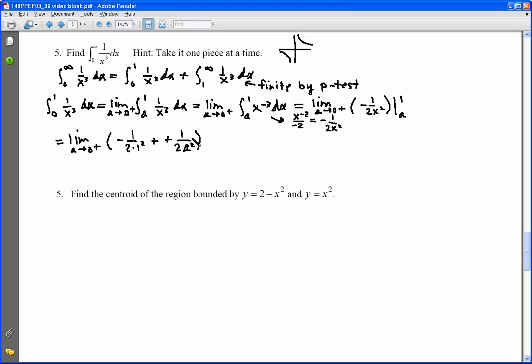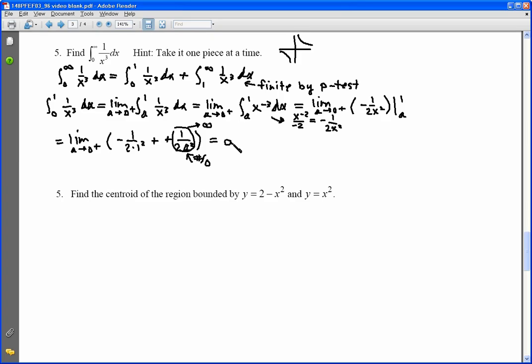A is approaching 0, so this is of the form number over 0. The top is positive, and the bottom is also positive because a is approaching 0 from the plus side. Actually it wouldn't matter because a squared is positive. So this is number over 0, positive over positive. This piece is approaching plus infinity. So you've got negative 1/2 plus infinity.